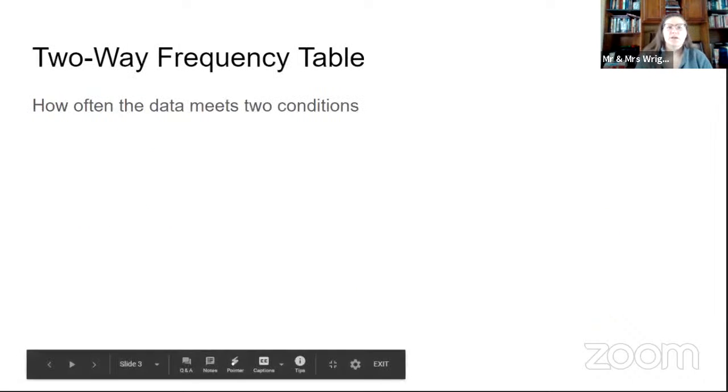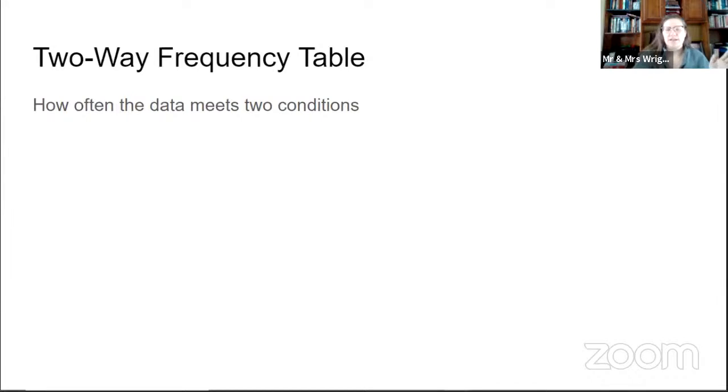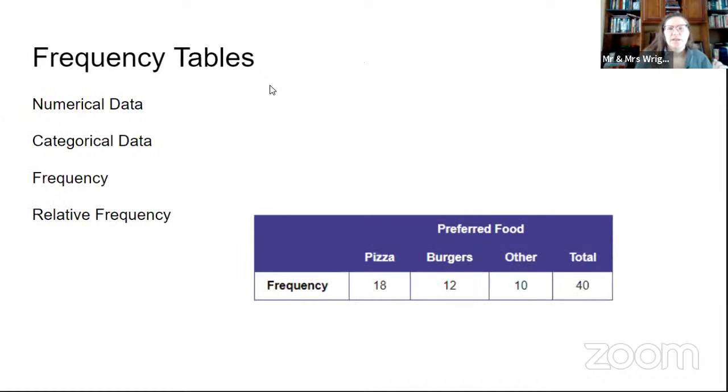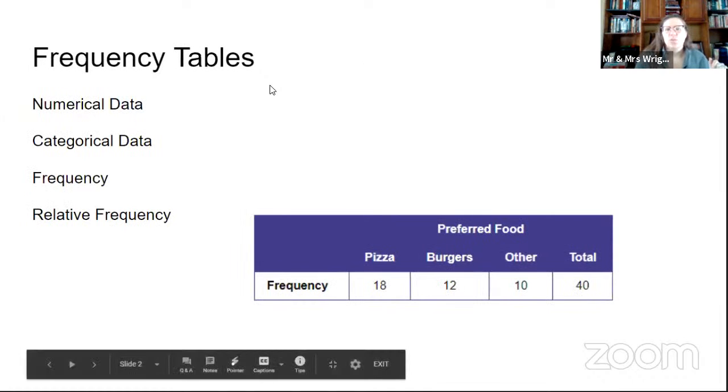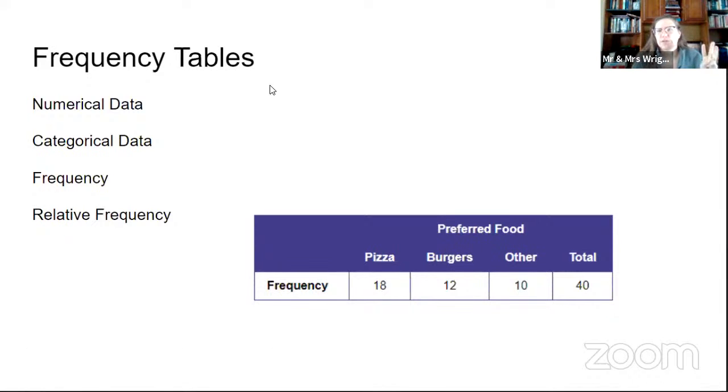All right, so now we're going to talk about a two-way frequency table. So what we looked at in the last one, let's go back. This only has one type of data. Everybody only has to fit into one: pizza, burgers, or other.